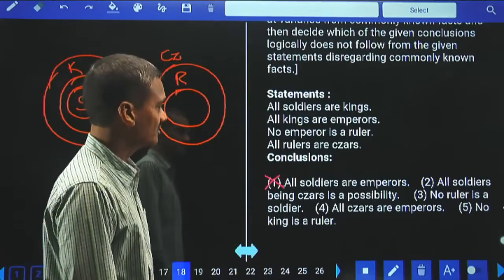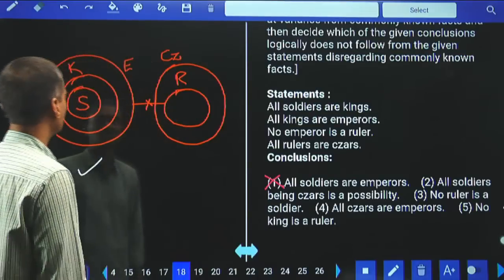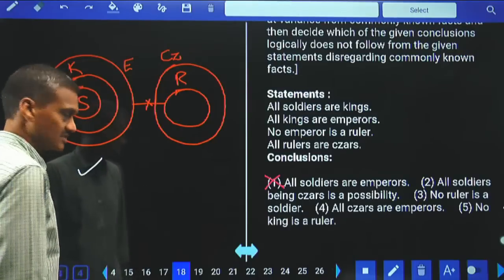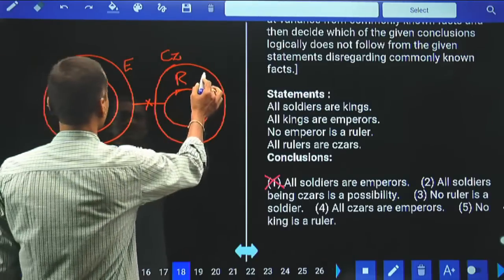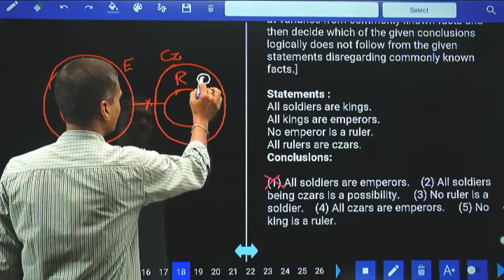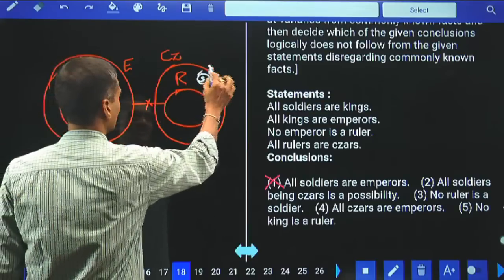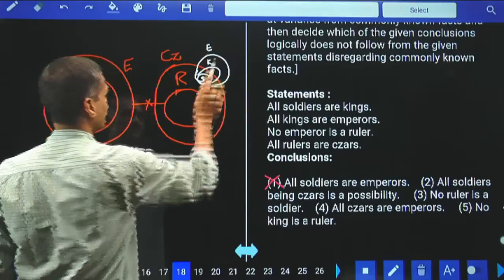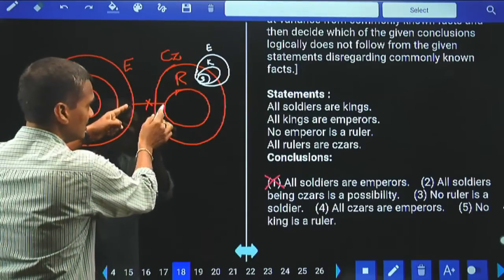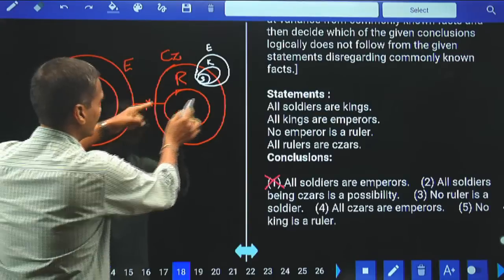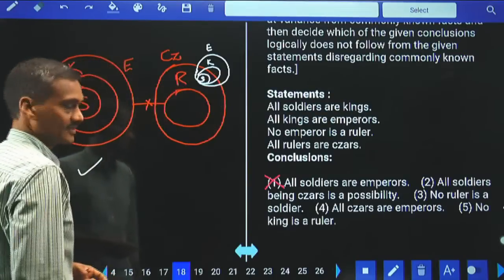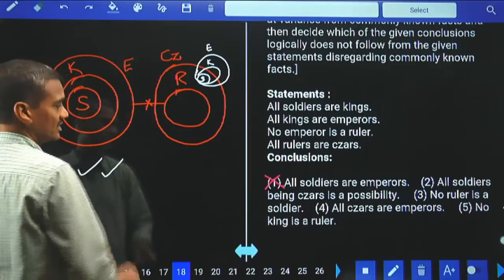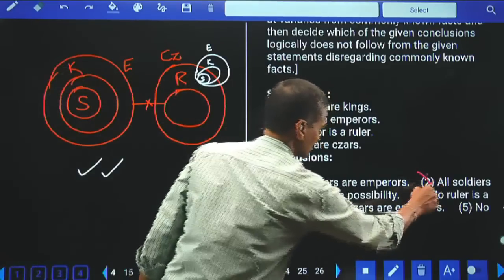Then coming to the second. All soldiers are czars is a possibility. Can the entire soldier set be czar or not? Yes. Why? Because if I draw soldier like this, all soldiers are kings and all kings are emperors, and without intersecting emperor and ruler, I can bring the soldier into czar. Hence the second one can be true. As it is true, it cannot be your answer.